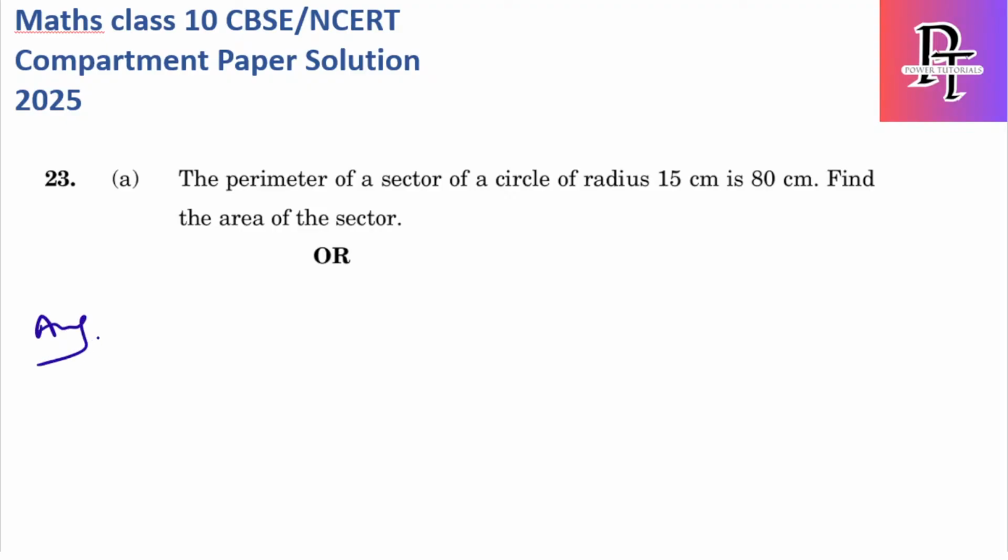The perimeter of a sector of a circle of radius I have mentioned, and the perimeter that I have mentioned, they are asking to find the area of the sector. Okay, so simply use the formula for perimeter. We don't have theta here, so that value we need to get from the perimeter and use it to find the area of the sector.